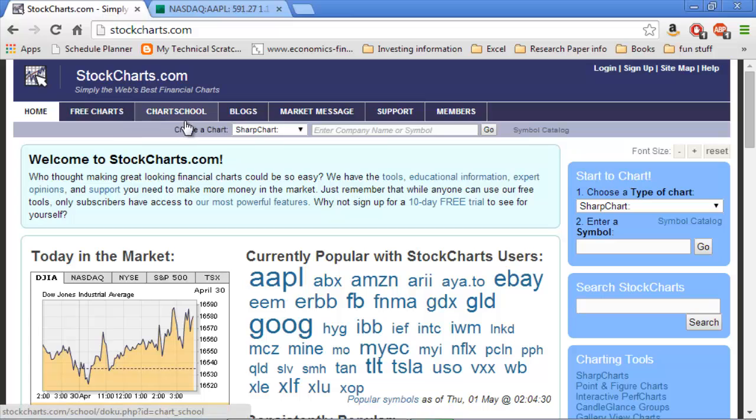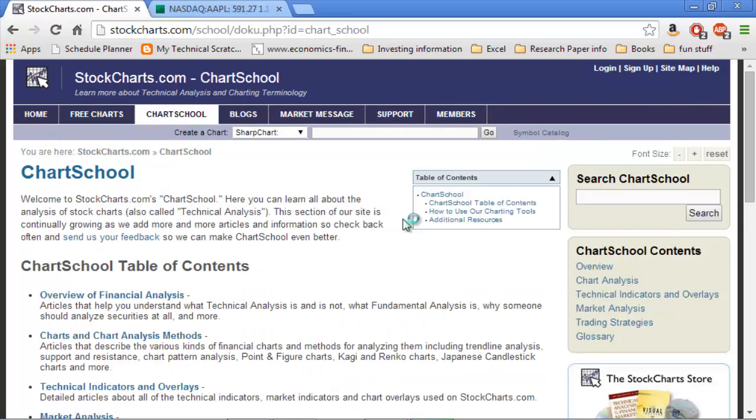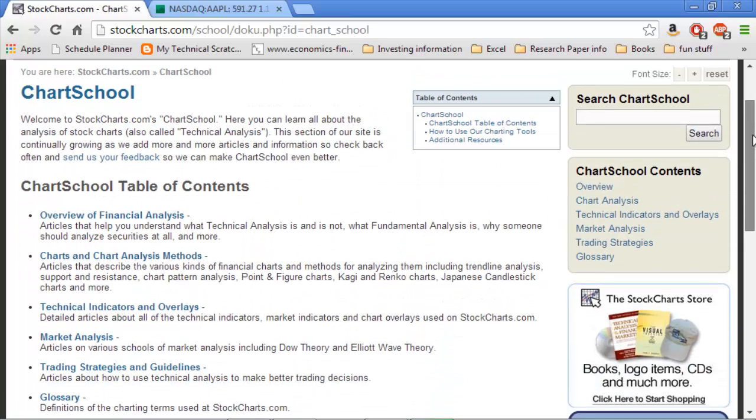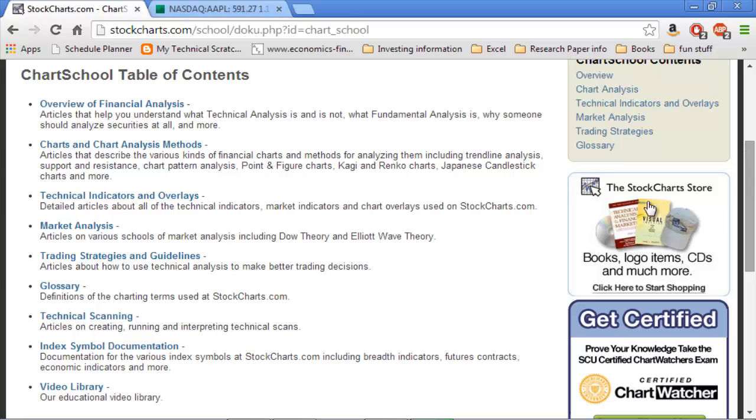They have a tab at the top called Chart School. If you click on that, it'll take you to this page where they have a bunch of different types of things that you can look into for research. They have market analysis, they have trading strategies, they have a glossary of terms. Something that I think would be really helpful is technical indicators and overlays.